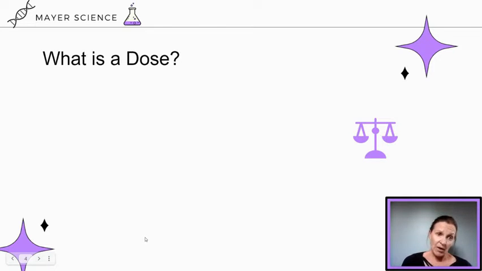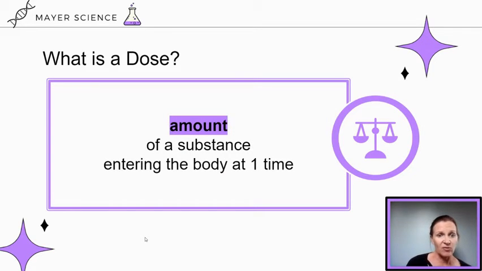Something you need to keep in mind when you're thinking about how toxic something is is what actually is a dose. What we mean by a dose is the amount of substance that enters the body at one time. So one time, not over many periods of time, over a long time.